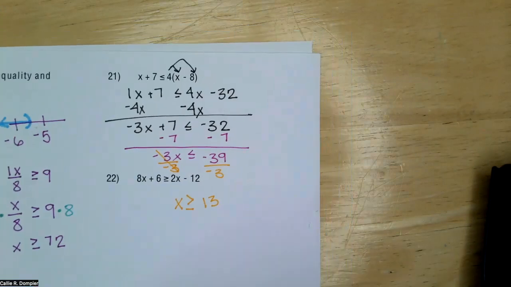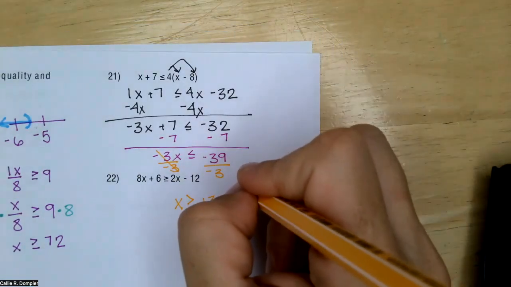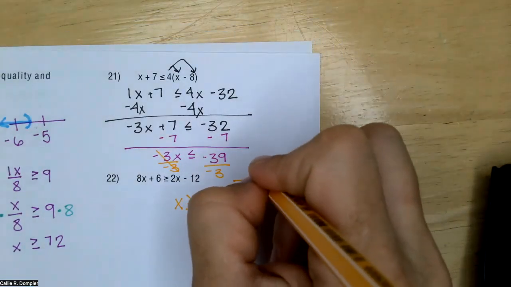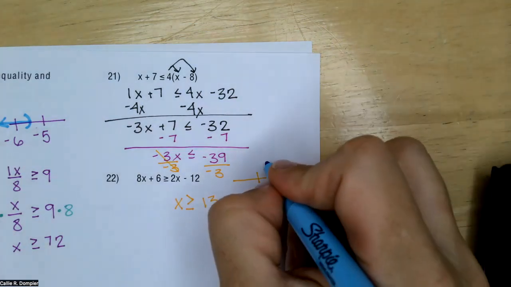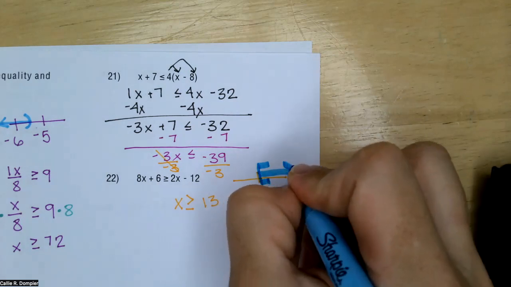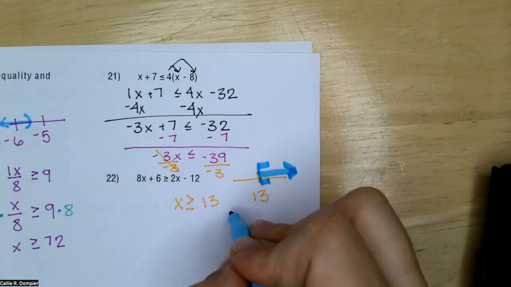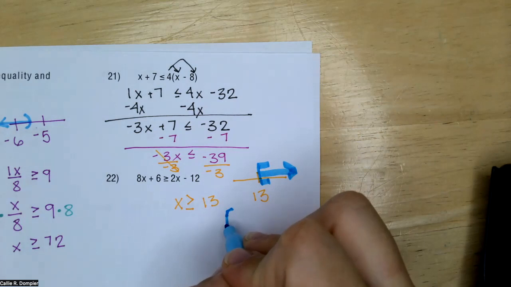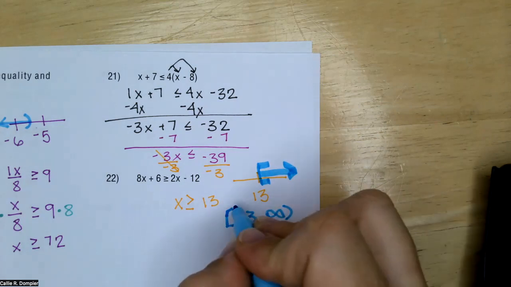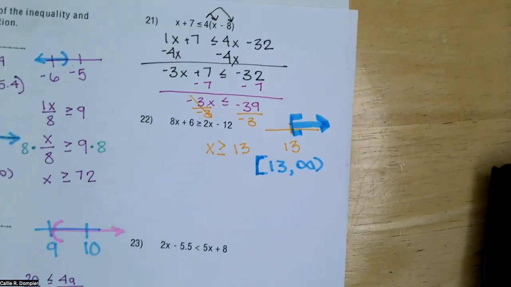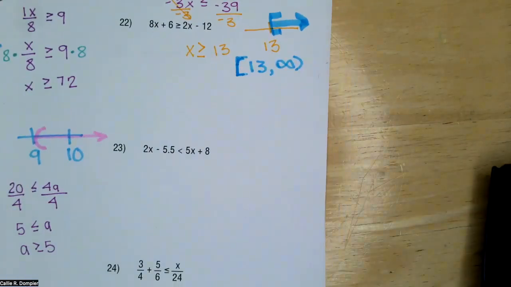Good. In interval notation, you can try it without the graph. Or you can just say 13 greater than or equal to. The equal to means it's a bracket. The greater than means it goes that way. So I'm going to call interval notation, bracket 13 to infinity. Good. All right, same thing here.